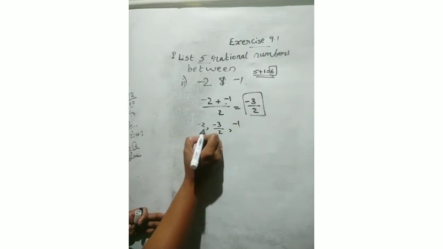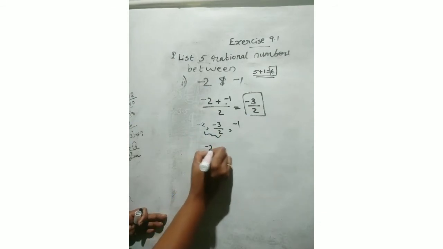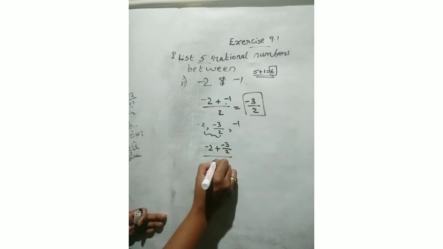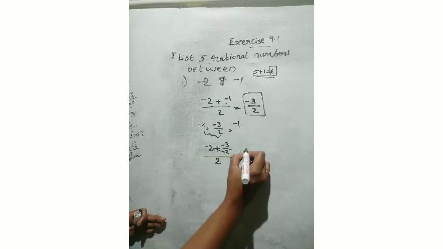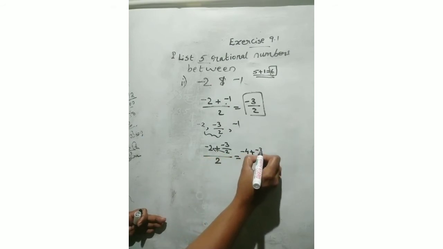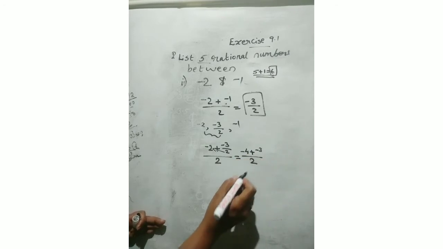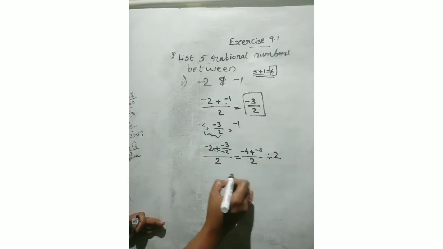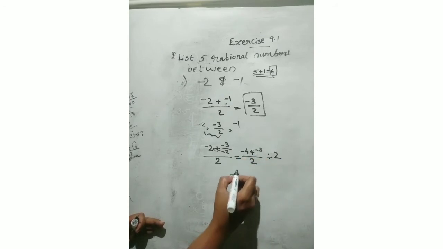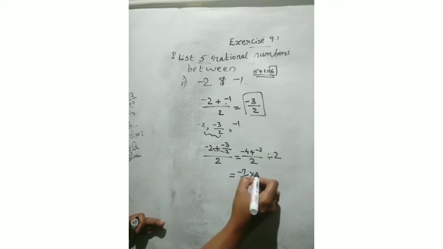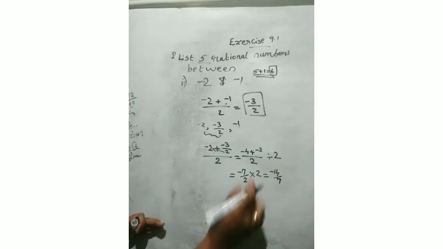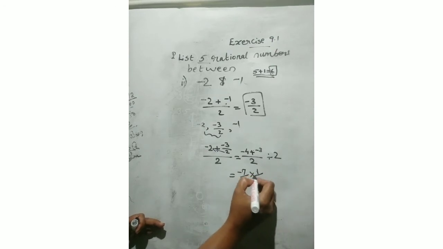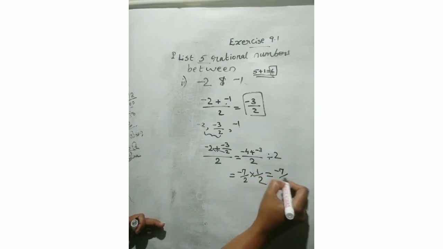Now we can add these two. So negative 2 plus negative 3 on 2, the whole divided by 2. First we can do this, which is equal to, we can multiply negative 4 plus negative 3 on 2, divided by 2. That is negative 4 plus negative 3, negative 7 on 2 times 2, which is equal to negative 14 on 7. Not that, multiplying by 1 by 2, that is equal to negative 7 on 4.